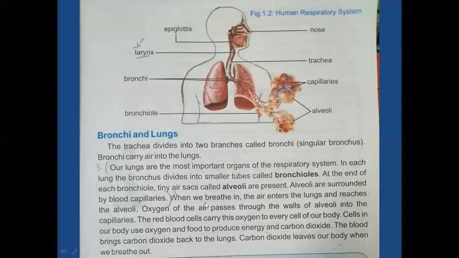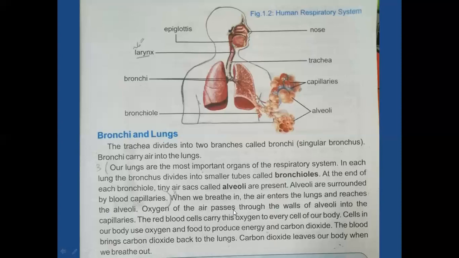What happens when we breathe air in? The air enters into the lungs and reaches the alveoli. In the lungs, the main parts where the exchange of gases takes place are the alveoli. In the alveoli, the exchange of gases takes place, like the exchange of oxygen with carbon dioxide. So what happens? Oxygen of the air passes through the walls of the alveoli.